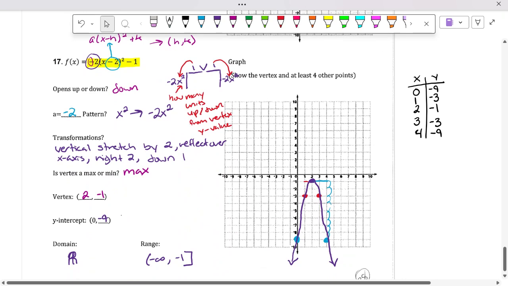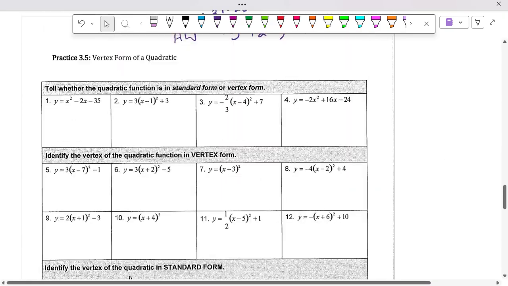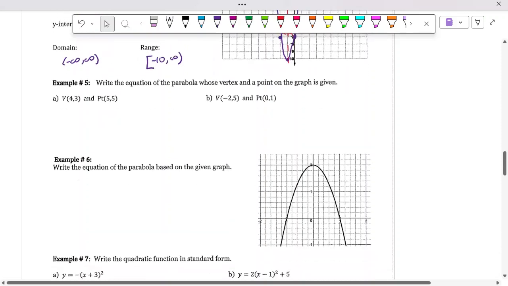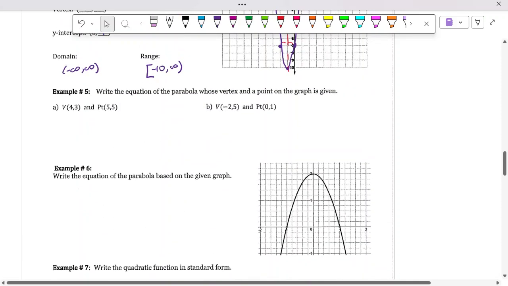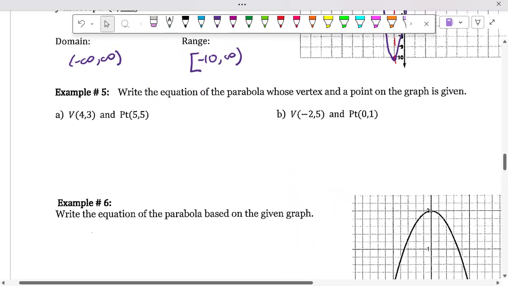Again, does anyone want to see me do the pattern one more time? Are we good? Okay. So now let's finish up what we had to do yesterday. Turn to page 26. Let's finish this very quickly. Now that we know all about how vertex form works, we're going to write out equations if we're given the vertex and then use another point on the graph to find the A value.